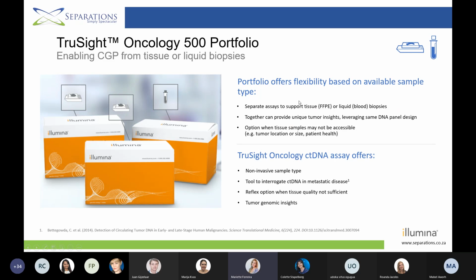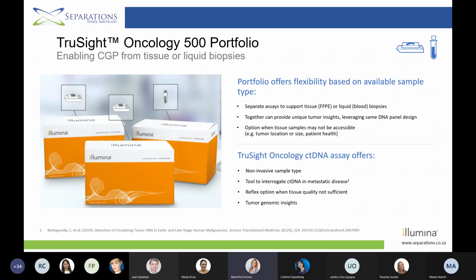So with the different kits, we've got different assays to support your FFPE tissues and the liquid biopsies. And together, we can provide unique tumor insight leveraging the same DNA panel design.